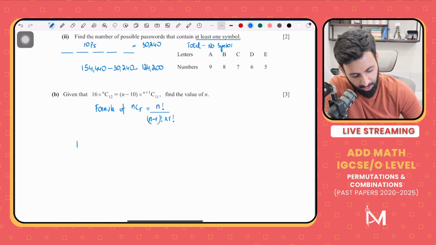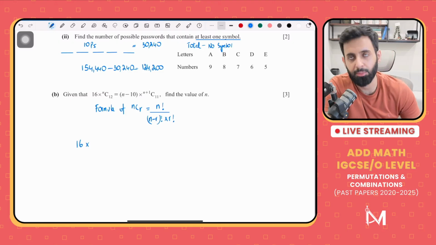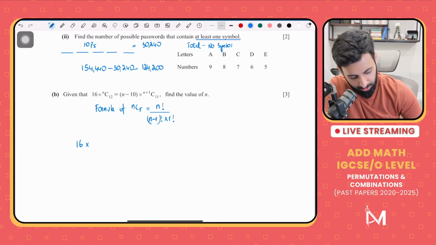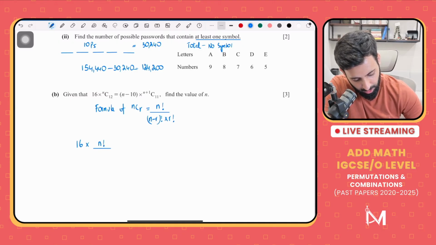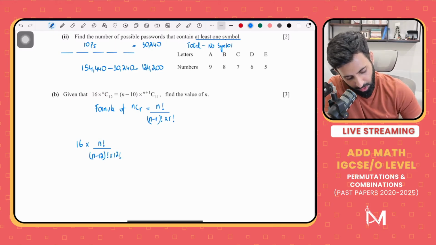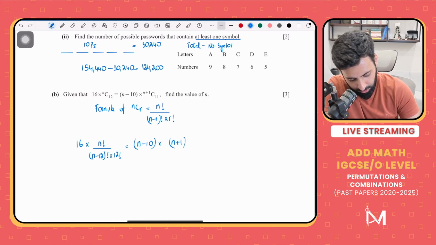So that's 16. 12 is a huge number. That would mean n into n minus 1 into n minus 2 all the way to n minus 11. So n factorial over (n minus 12) factorial into 12 factorial is equal to (n minus 10) into (n plus 1)C11. That would be (n plus 1) factorial upon (n plus 1 minus 11) factorial into 11 factorial. We'll fix this in the next step.